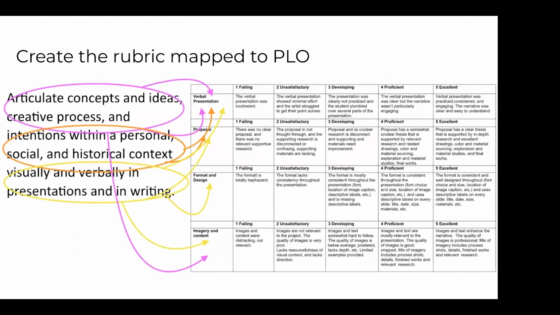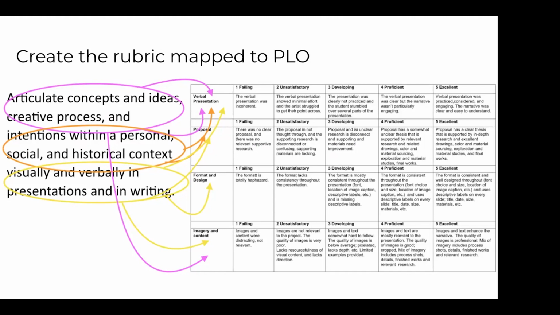So this is our PLO and how we mapped it to our rubric. So you can see the little arrows in terms of concepts, ideas, and creative processes and articulating those. It's mostly in the verbal presentation and imagery and content category. Personal, social, and historical context is more in verbal presentation and proposal. And then the visual, verbal, and presentation and writing kind of hits all 4 points.